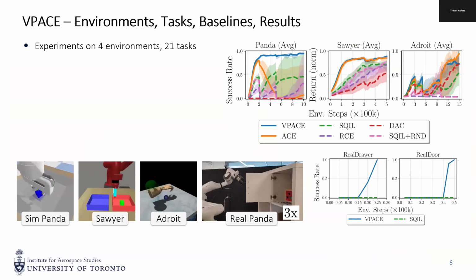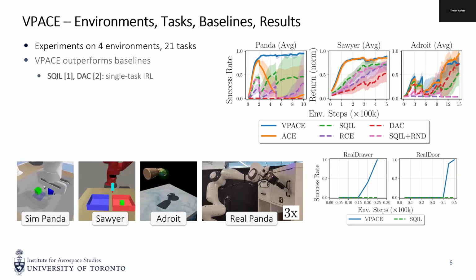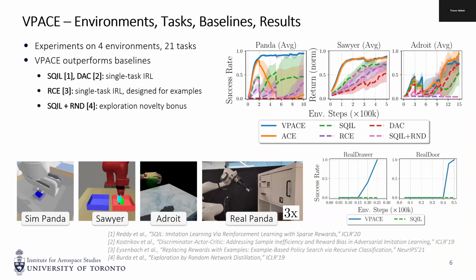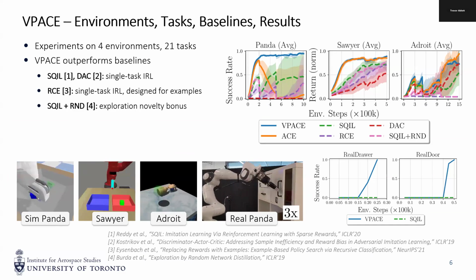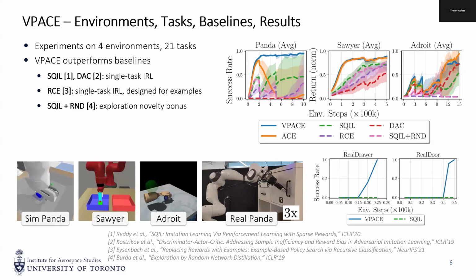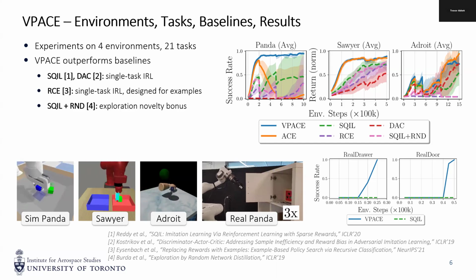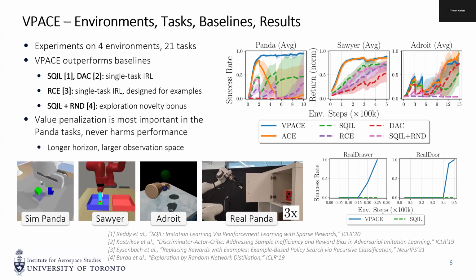Experiments were completed in 4 environments, with example tasks shown in the bottom left, with 21 tasks in total. We considered 3 single-task inverse reinforcement learning baselines, one of which was designed specifically for the example-based setting. We also included RND, an exploration novelty bonus, showing that providing bias on how to explore is necessary for the best performance. VPace improves performance in all tasks, but value penalization makes a bigger difference in the harder SimPanda tasks, which we hypothesize is because they are longer horizon and have a larger observation space. Importantly, VP never harms performance.